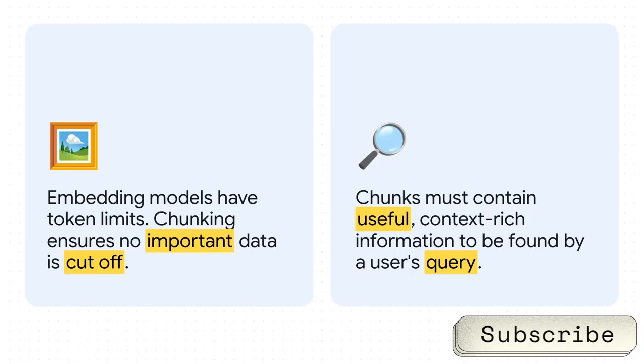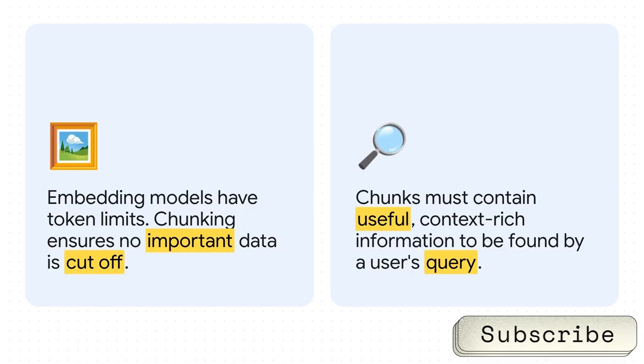Now, why do we bother with all this? Well, there are two huge reasons. First, it's just a technical thing we have to deal with. Embedding models can only handle so much information at once. That's the token limit or context window. If your text is too big, it just gets cut off. Simple as that. But the second reason, and this is the really important one for quality, is search relevance.